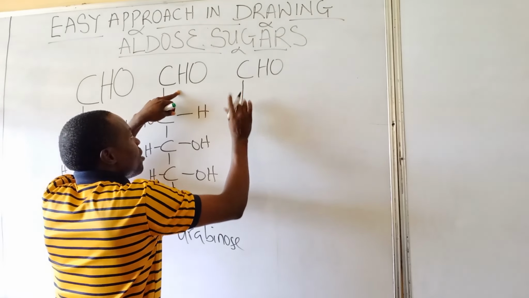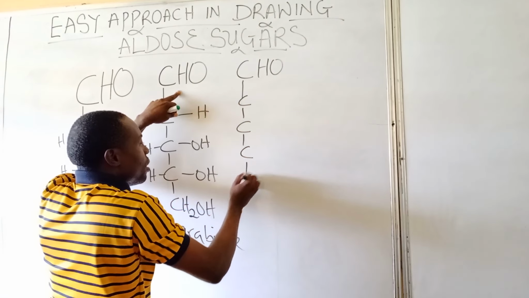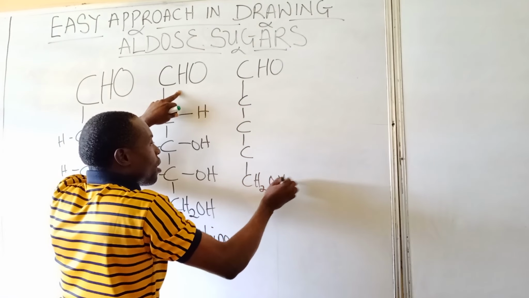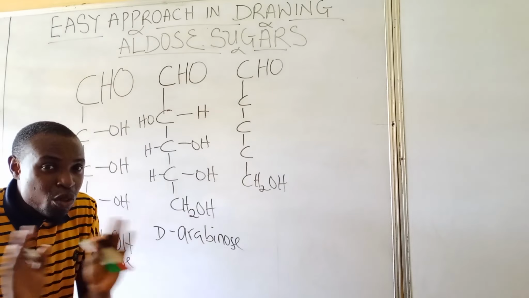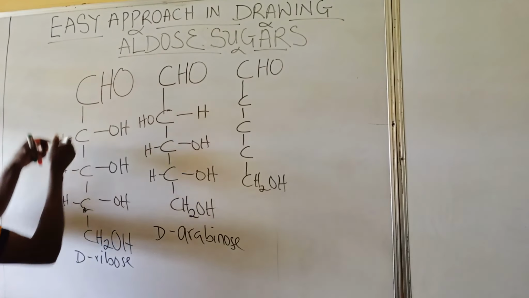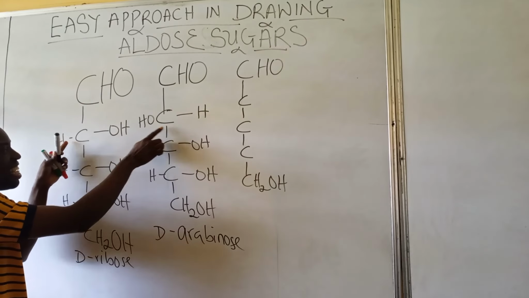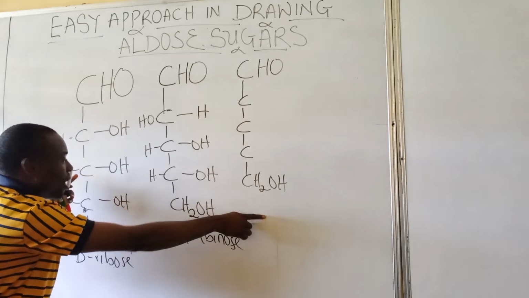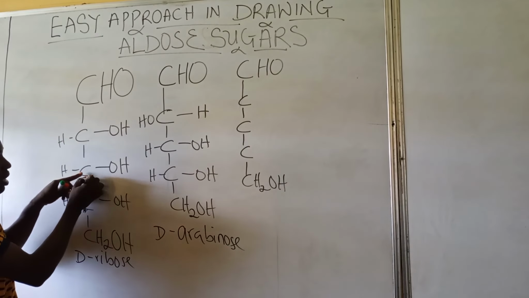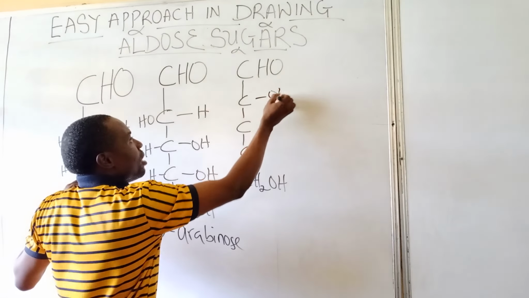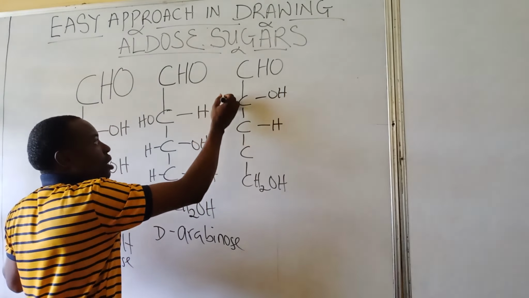Everything now, this is okay. 1, 2, 3, 4, then 5. Now, in this case, please take note, not difficult at all. We are making use of the D-ribose as our template. Carbon 2 here changes in this other structure, but carbon 3 here will not change, so it means it remains intact.